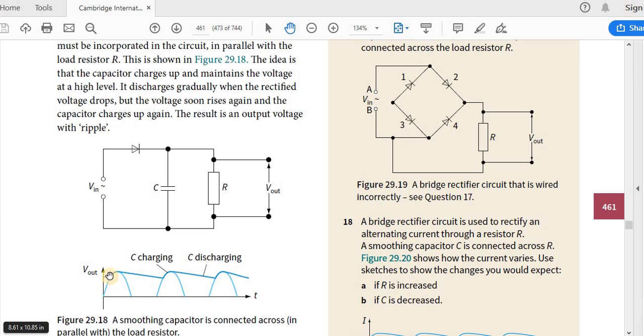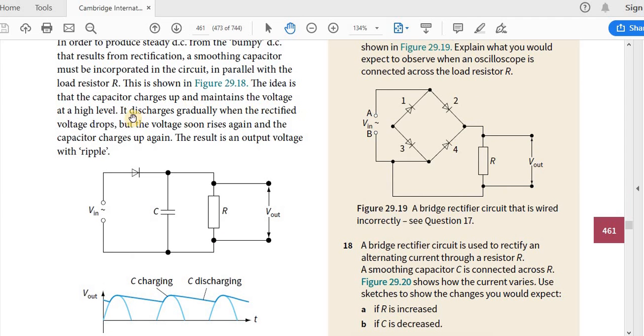So that is what corresponds to this part here. In the beginning the current is flowing, and then half the time, that is over here, the current is not flowing. This time the capacitor is charging. Here you see the capacitor is discharging. So that is the V out, the voltage across the load resistor. This part over here is when the capacitor is discharging. This part over here is when the capacitor is charging.